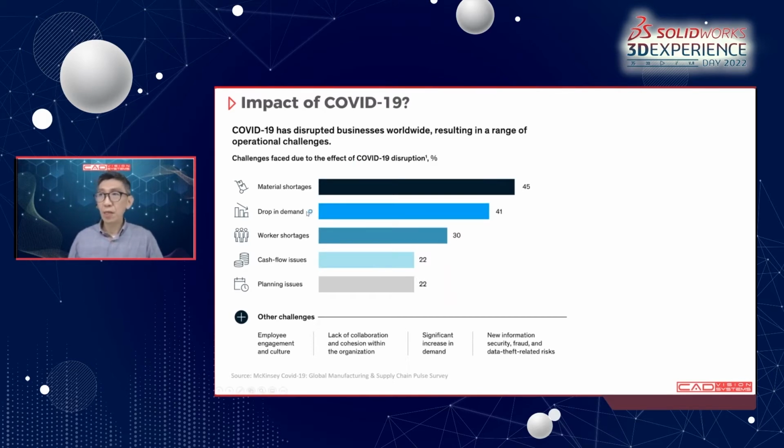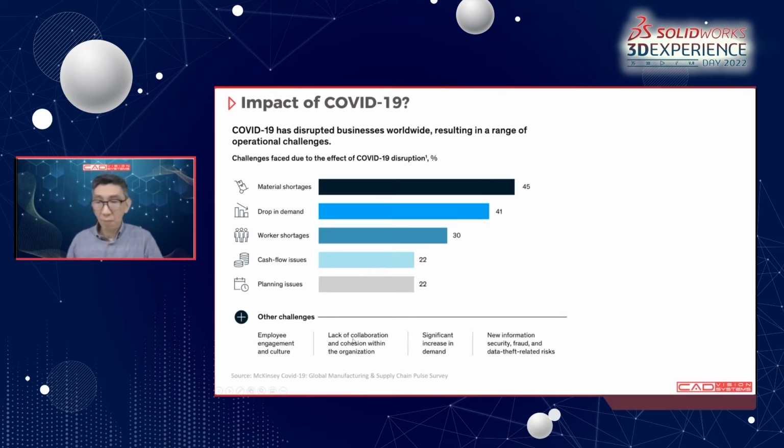So what you see here on the screen are very common challenges that companies are facing, like material shortages, a drop in the demand, worker shortages, cash flows, and planning issues. And as you can see, obviously the bigger problems are the material shortages and the drop in demand. And bear in mind that these two can happen at the same time to the same company. But I would say that these challenges are mostly symptomatic. They are the surface problems, right? But what are the root causes?